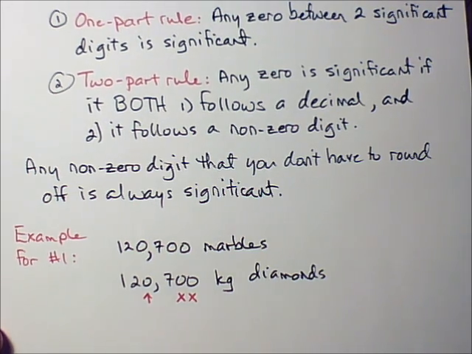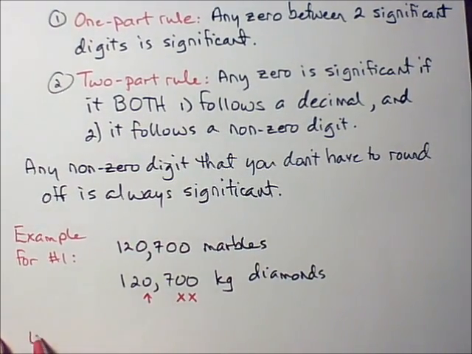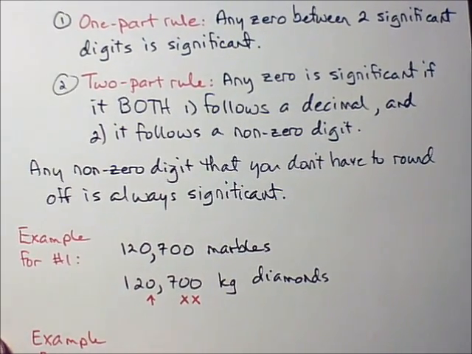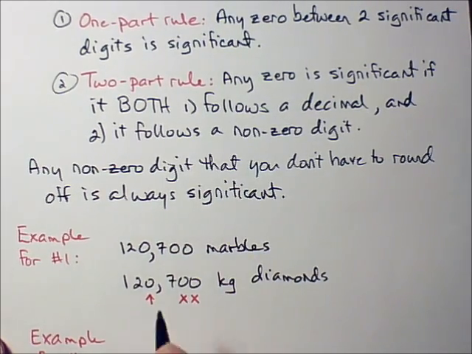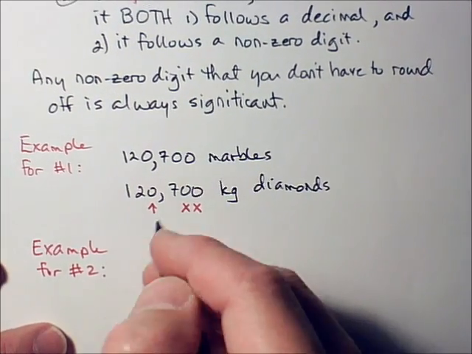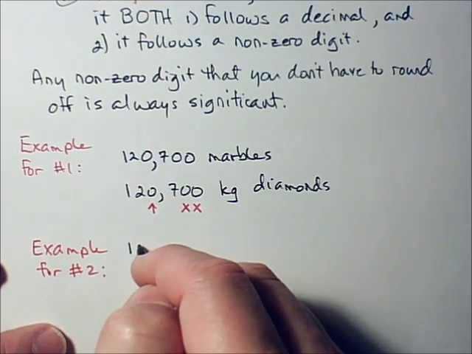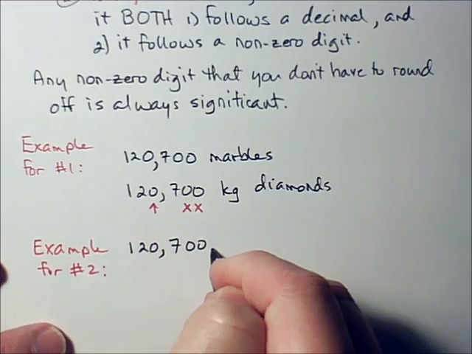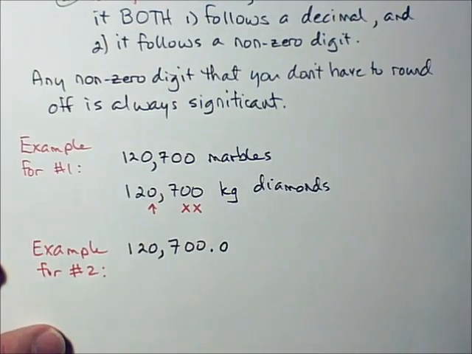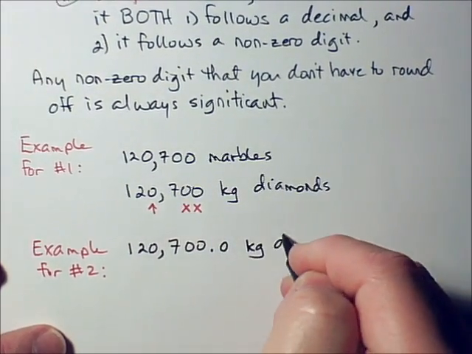We're okay? All right, so let's do an example then for number 2. Actually, this one kind of applies both 1 and 2 here. So let's take this same number then, 700 decimal place 0 kilograms of diamonds.